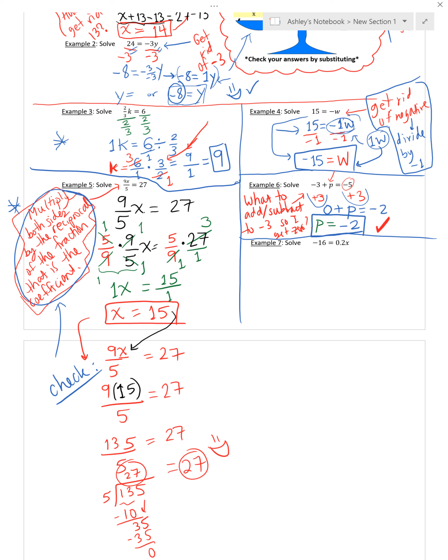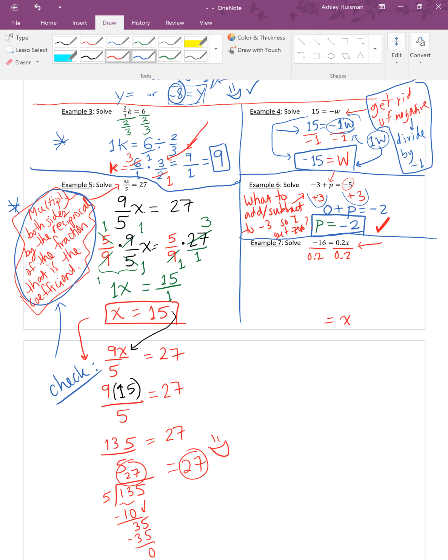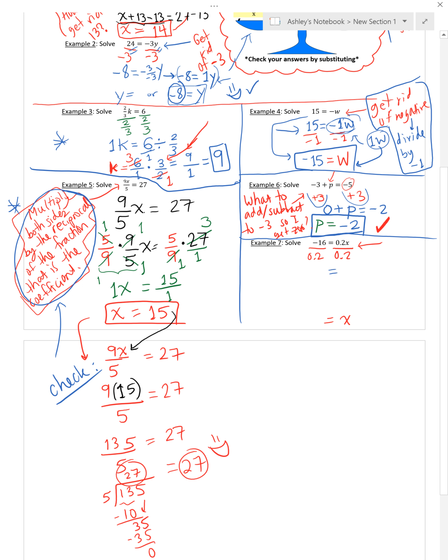Okay, but last one. In this one, the thing that's preventing x from being by itself is the 0.2. And the operation between 0.2 and x is multiplication. What I'll have to do is divide by 0.2. That'll get rid of it. I'm not really excited about dividing by a decimal, though. I'm sure you're probably feeling the same way.